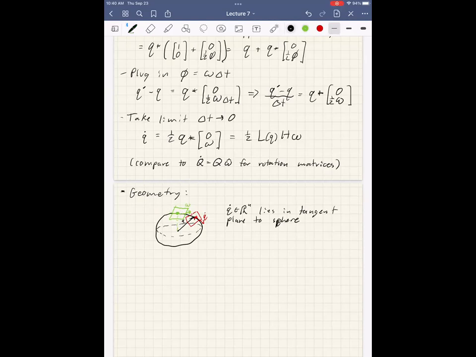And then what's going on in the kinematic equation here is that by pre-multiplying by Q, all I'm doing is rotating it from the tangent plane at the North Pole to the tangent plane at Q of t, where I am right now. Does that make sense?